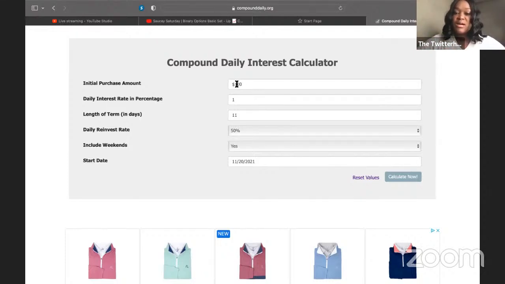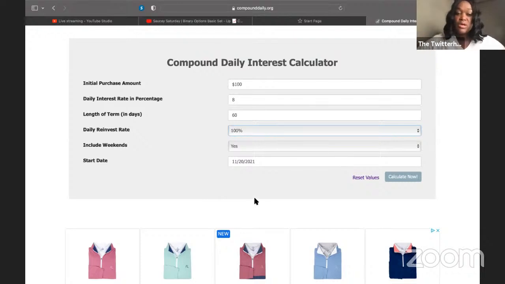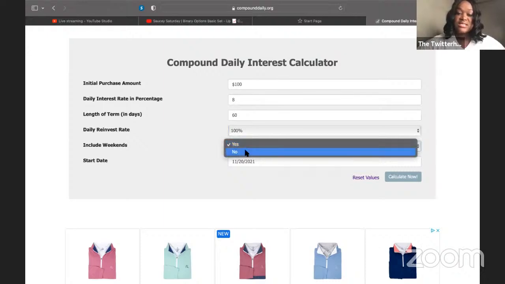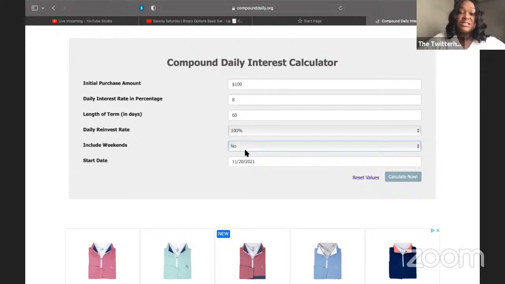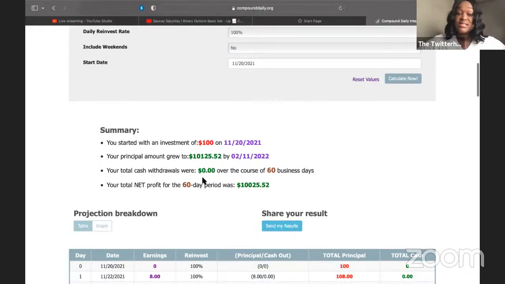So say we start with $100 and say your goal is 8% every single day, and we do that for 60 days. We're not going to pull any money out for those 60 days. We're not going to pull anything out. So the daily reinvestment is 100%. And the market closes at 5 p.m. Eastern Standard Time on a Friday. It doesn't reopen until 5 p.m. Eastern Standard Time on a Sunday. So we're not including weekends. So based on that, price grows to over $10,000.